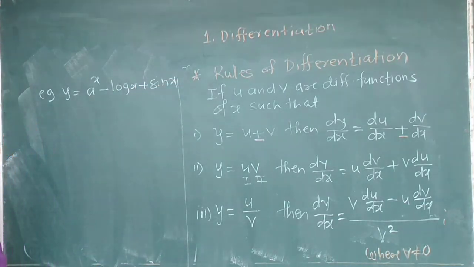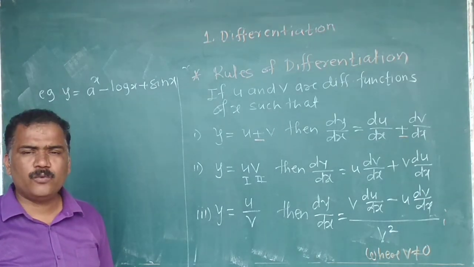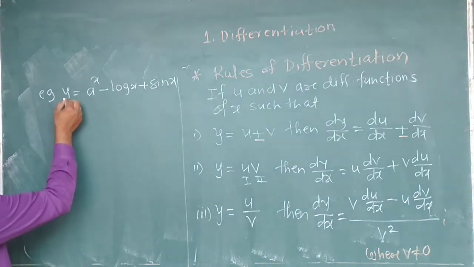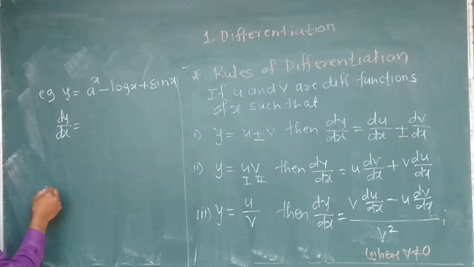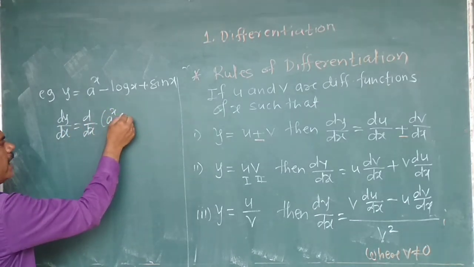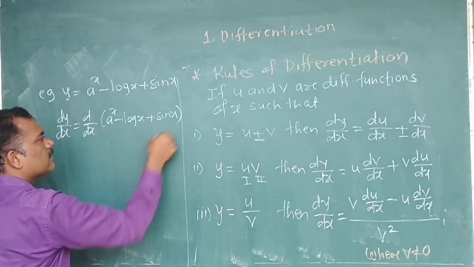y is equal to a raised to x minus log of x plus sin x, and we want to find the value of dy by dx. Then how to take that? Differentiate this y with respect to x, that is the dy by dx. Then d dx of a raised to x minus log x plus sin x.